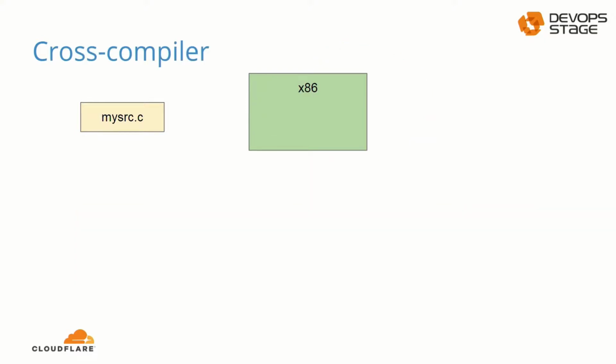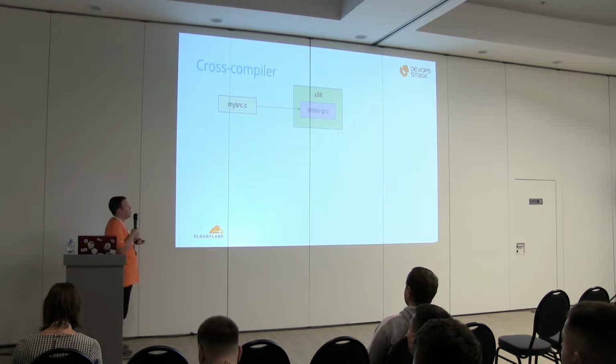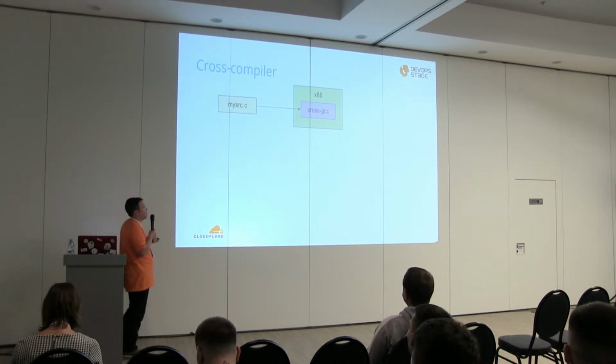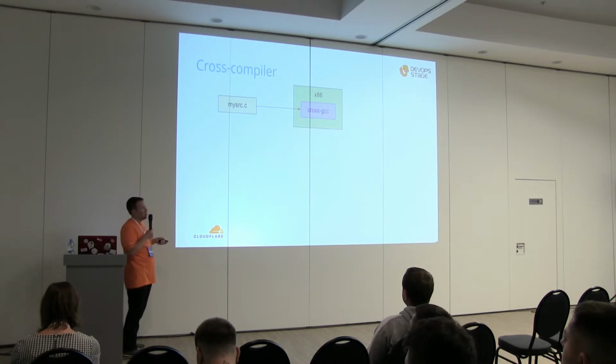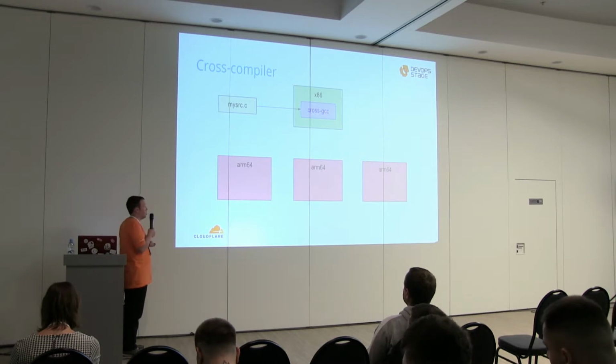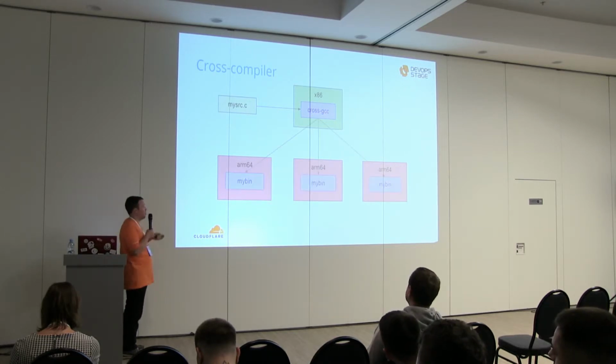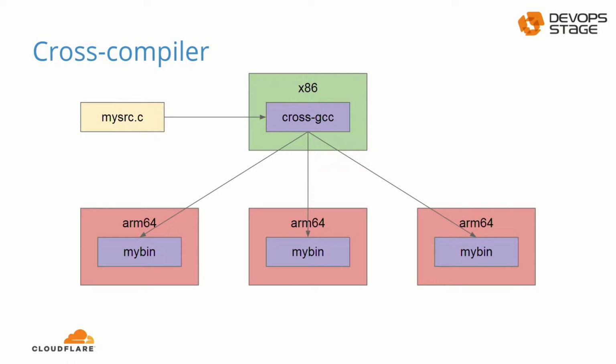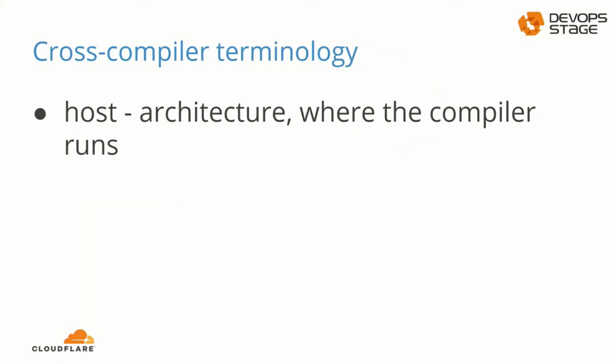With cross-compilation, it's a bit more complex. You still have your source file, you have the developer laptop, but instead it runs a special type of compiler. It's a cross-compiler, and that cross-compiler, although it runs on x86 architecture, produces binaries for a different architecture, in this case ARM64. So you can install this binary on your production, but developers cannot run this binary locally anymore and test it because they have a different CPU architecture on their laptops.